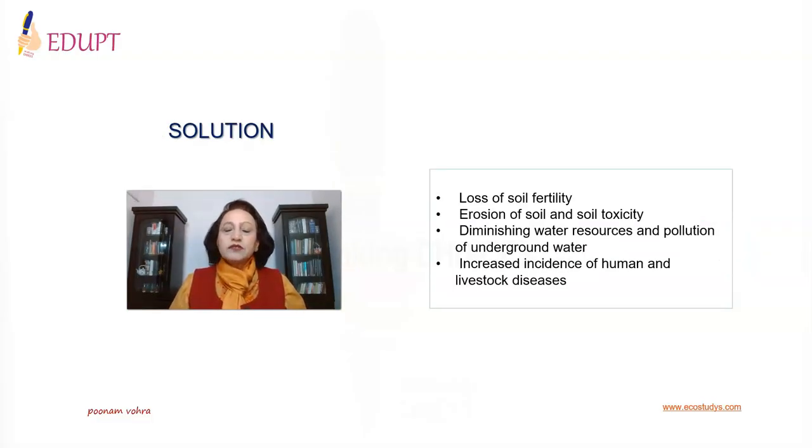Though technological reforms benefited the agricultural sector in terms of having an increase in agricultural productivity and production, at the same time, it had certain costs also. These costs were in terms of loss of soil fertility because of use of chemical fertilizers. It also led to erosion of soil and soil toxicity. The new technology required a lot of water, so it led to diminishing water resources and pollution of underground water.